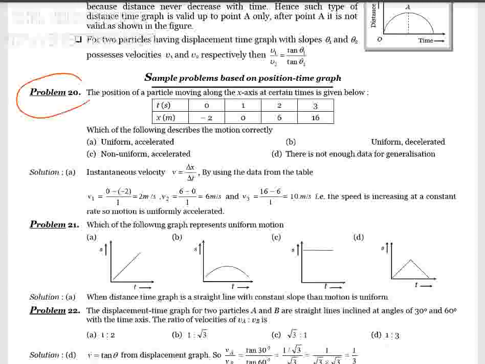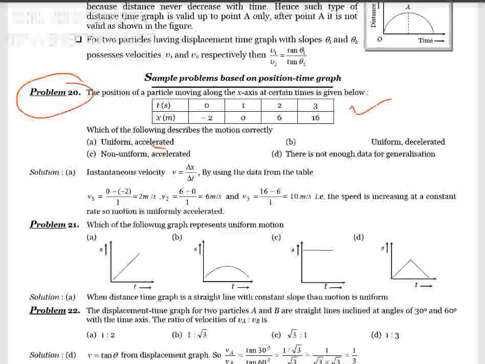The first one, question number 20. The position of a particle moving along the x-axis at certain times is given in this table, and which one of the following describes the motion correctly? The first option is uniform and accelerated. Let us see. First, you calculate the uniformity of the graph, and to get this, you calculate the velocity.